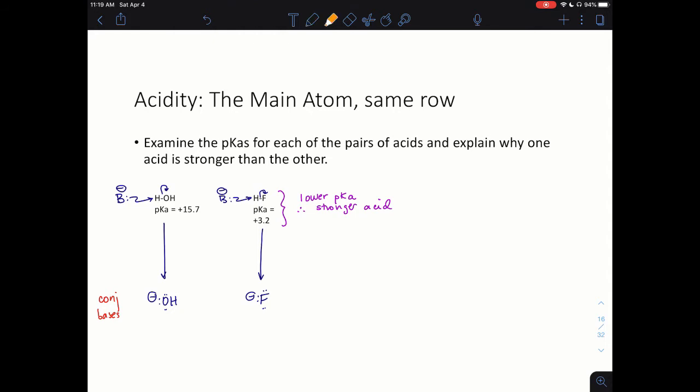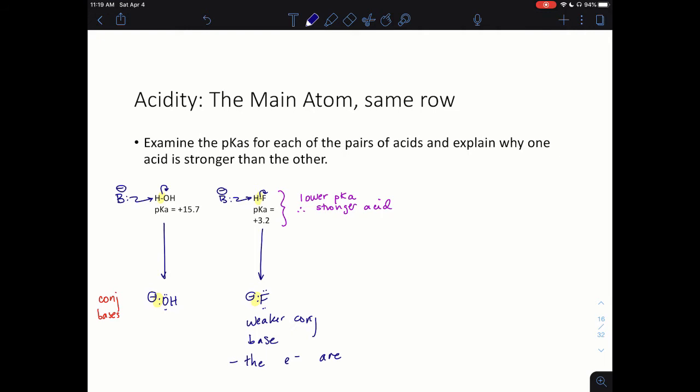Now we want to think about the stability of the electrons from the OH bond on oxygen versus the stability of the electrons from the FH bond on fluorine. We can probably explain the fact that HF is a stronger acid. That means fluoride is a more stable, or weaker, conjugate base.